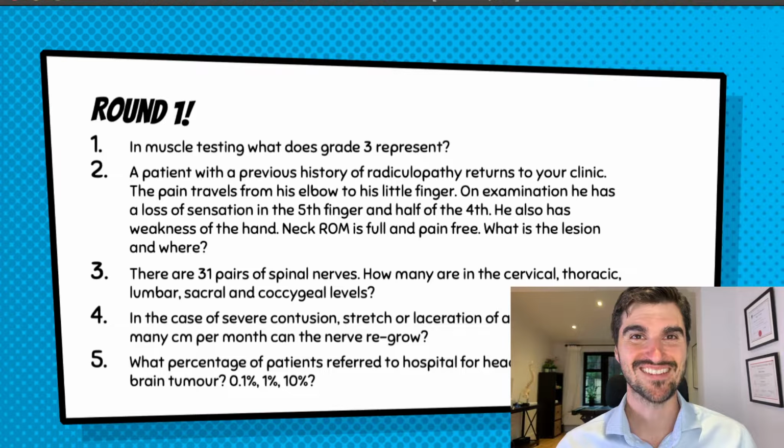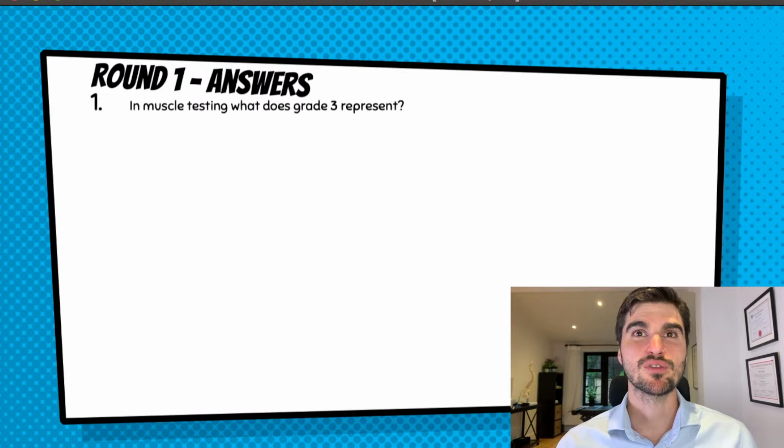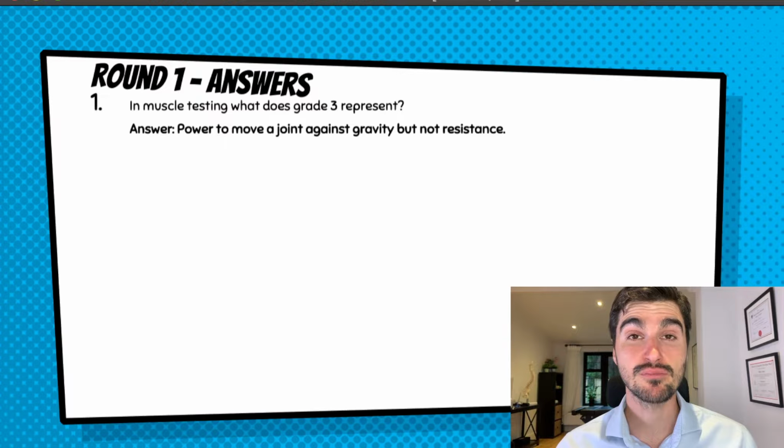So that's the end of round 1. Let's look at the answers. So in muscle testing, what does grade 3 represent? It's power to move a joint against gravity, but not resistance.